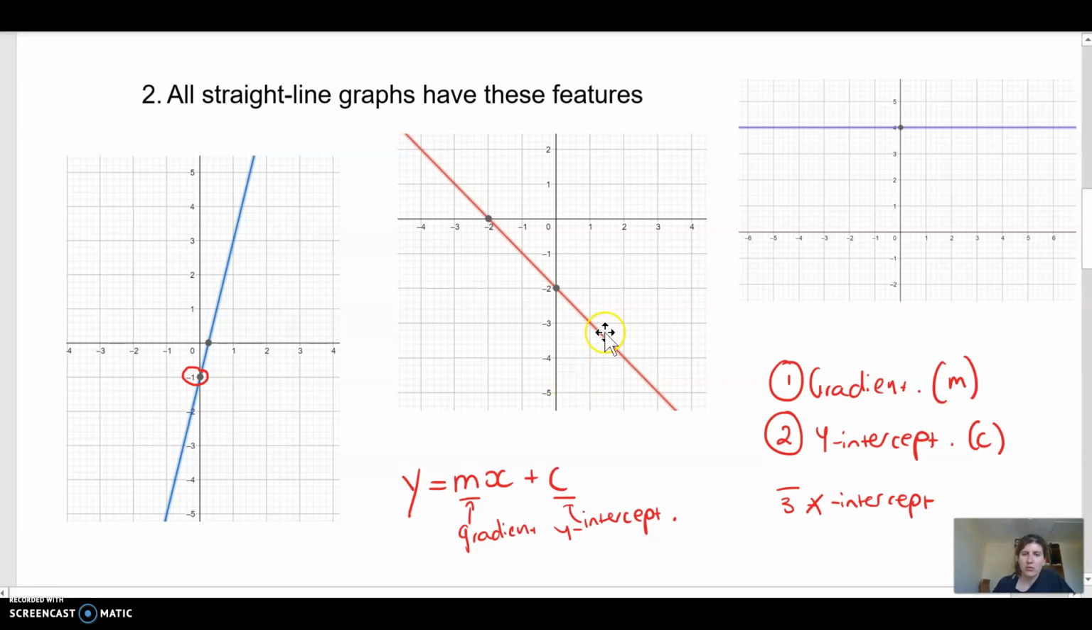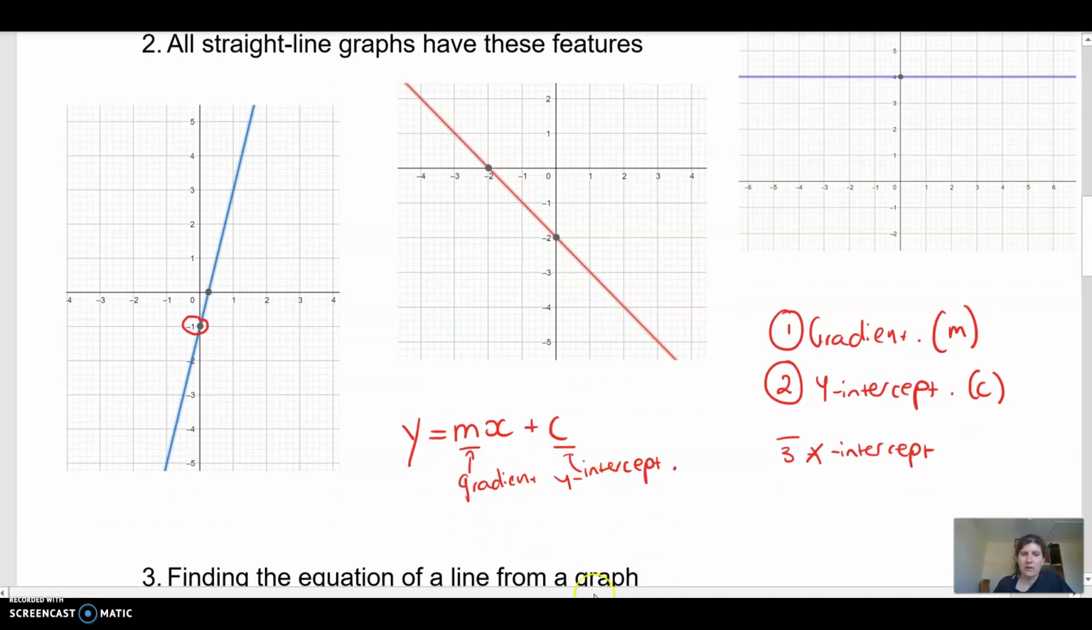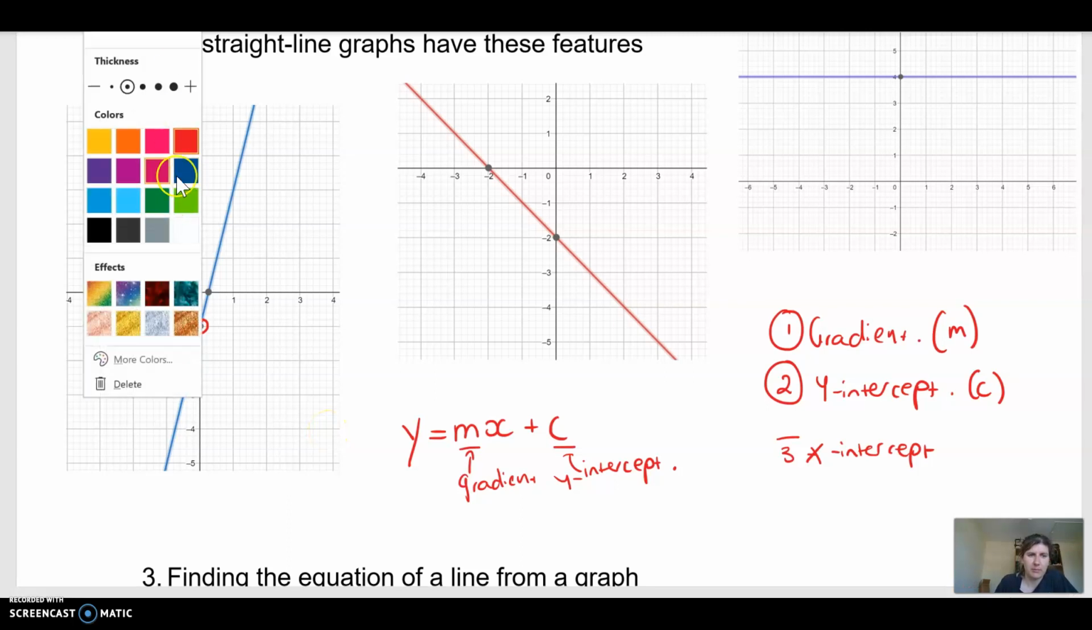So what we're going to do is go through and work out the gradient and the y-intercept just by looking off these graphs here and make the equation. So for this one here, I'm just going to change my color pen for a second. We'll go with yellow.